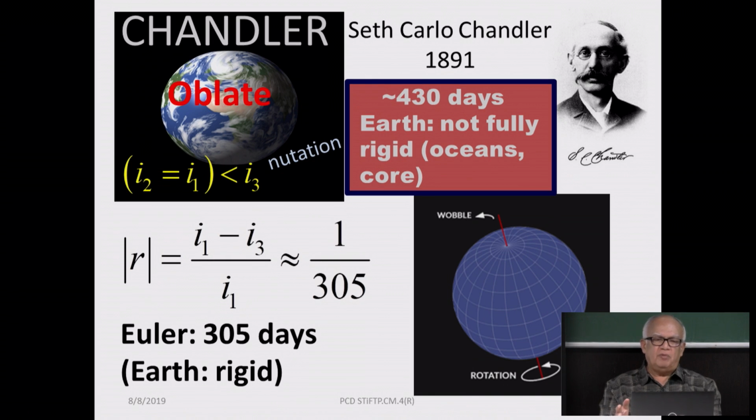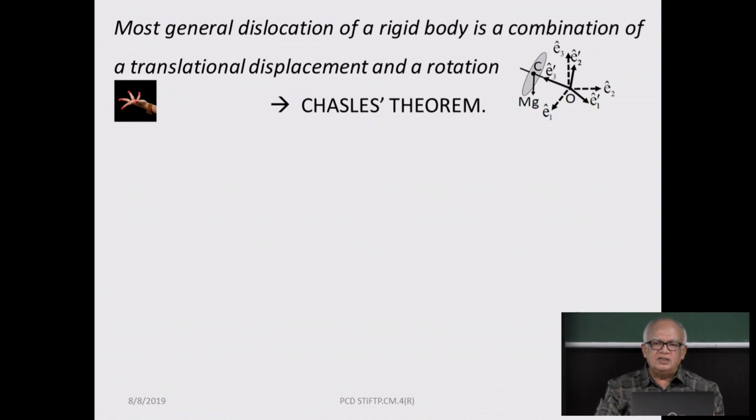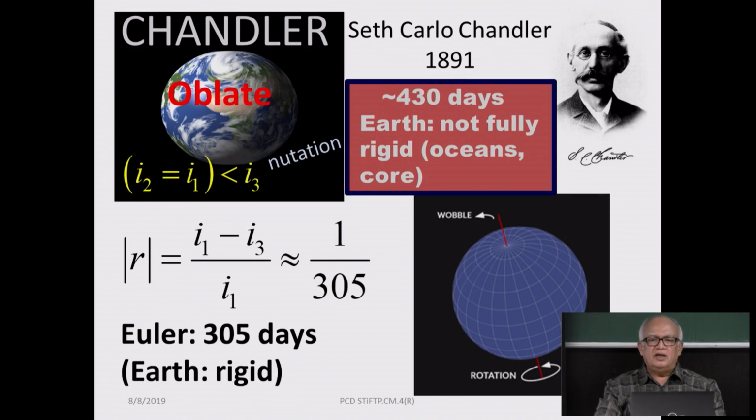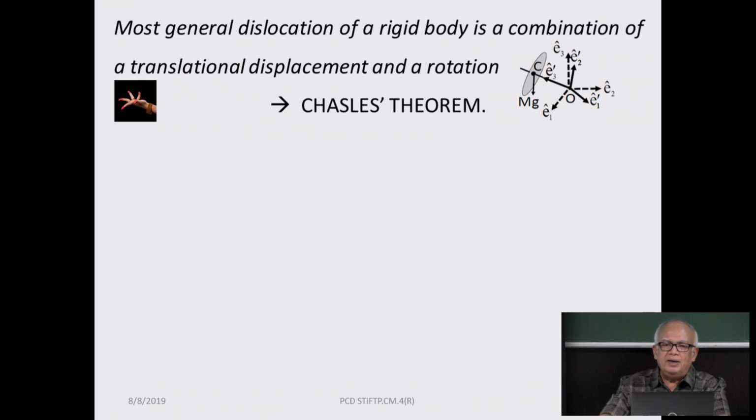If the Earth was a perfect rigid body, it would have a period of about 305 days, but it is not an exact rigid body. The atmosphere is moving around, there are tidal forces, there are tectonic plate movements and so on. So it's a very complex phenomenon which needs to be studied in some detail. It's an interesting area of research. This is called the Chandler wobble, as it is called.